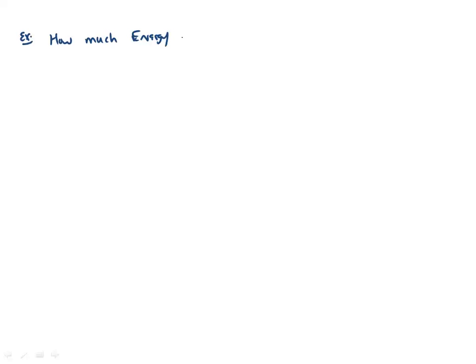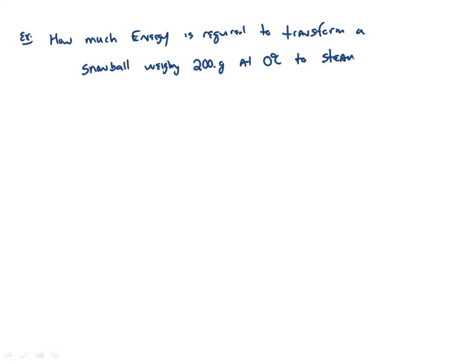How much energy is required to melt, well, to transform a snowball weighing 200 grams at 0 degrees Celsius to steam at 100 degrees Celsius. And I'll go back and add a couple more sig figs to my temperature, 0.0 degrees Celsius, so that our answer at least has how many sig figs? Actually, 2. Something like that. Not really worried about sig figs. Maybe I'll go back and double check it.